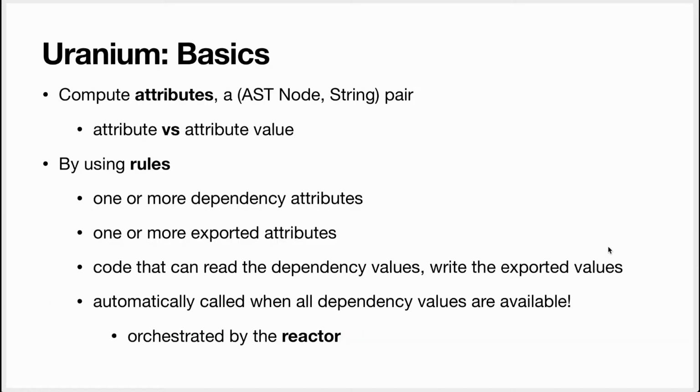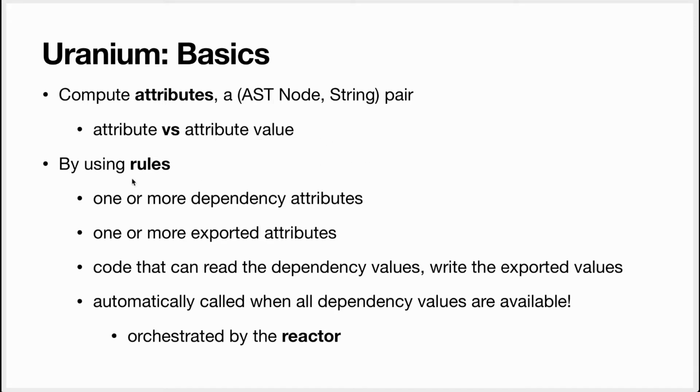So let's focus on Uranium in particular. The goal is to compute attributes, and there are two notions here I want to untangle. There's the attribute itself, which is a pair of an AST node and a string, which is the name of the attribute. And then there's the attribute value, which is the value assigned to that. So for instance, you could have an expression node with a string that is, say, type, and the value of that would be the type of the expression, so it could be int, float, string, or something like that.